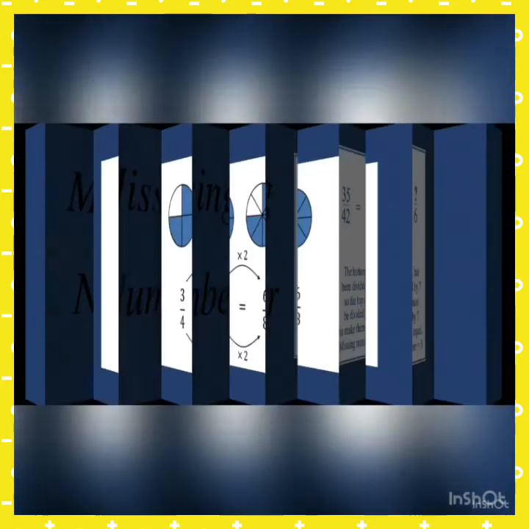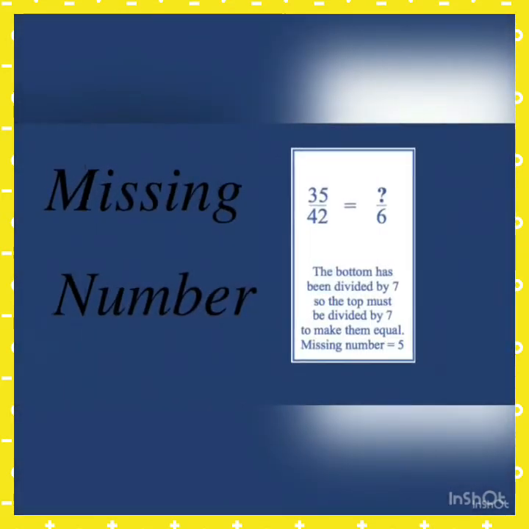Next is, if in two equivalent fractions one number is missing, how can you calculate that number? Here you can see 35/42 equals missing number/6. The bottom has been divided by 7 to get 6. So the top must be divided by 7 to make them equivalent. So the missing number is 5.